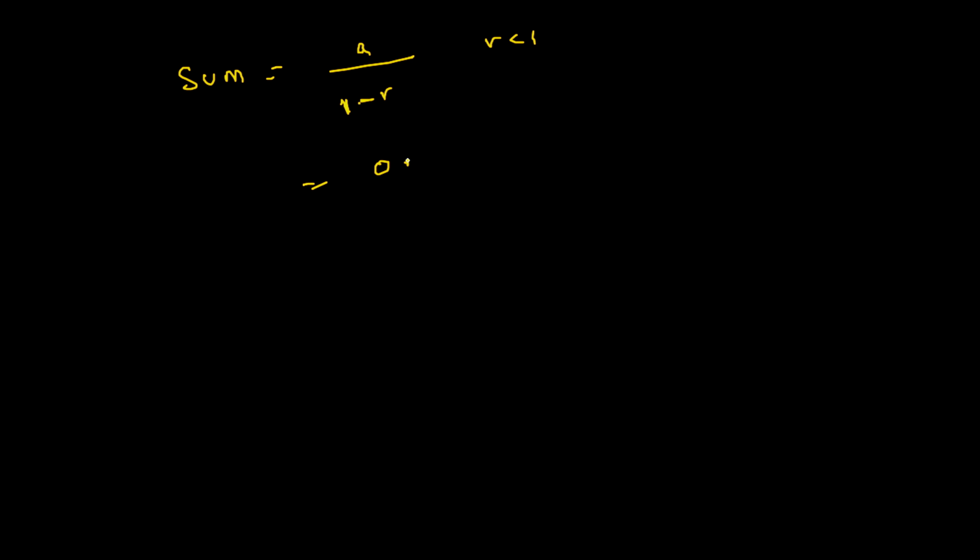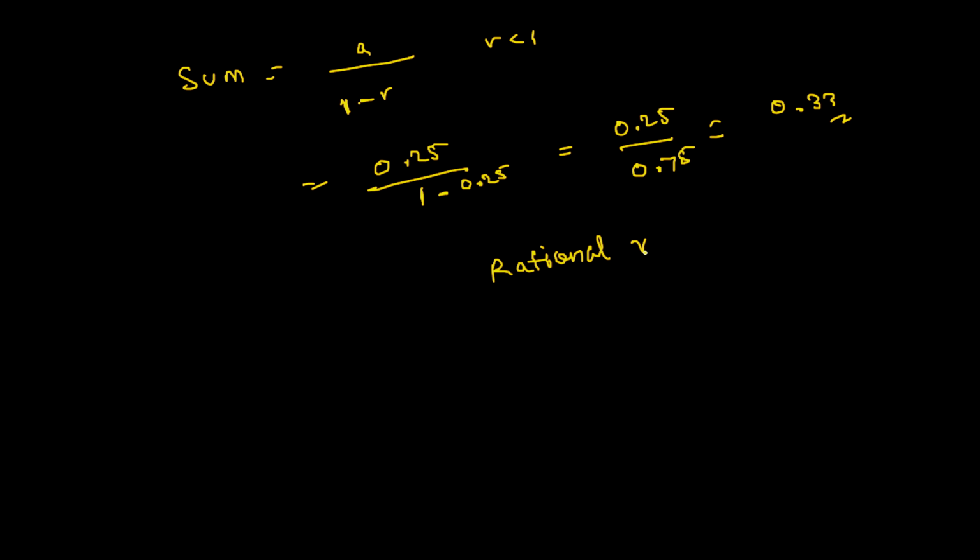So here we have A as 0.25 and R as 0.25. So that becomes 0.25 divided by 0.75, which is 0.33. So since we got a rational value of energy, we can say this is an energy signal. See, if we get the signal as an energy signal, we don't have to go further. We can just confirm that it's an energy signal and leave it at that.